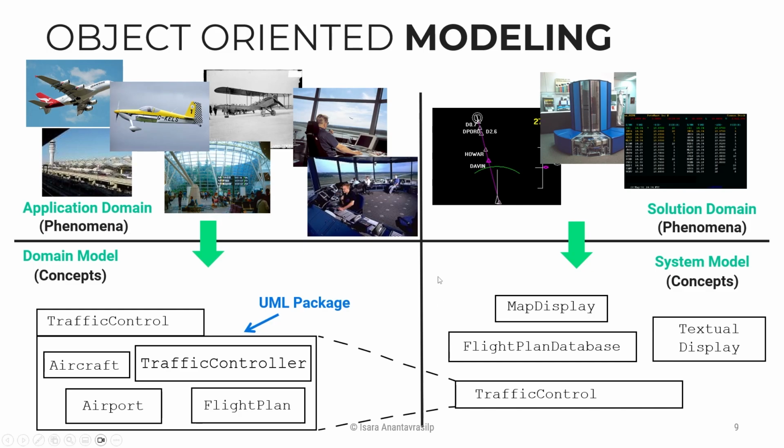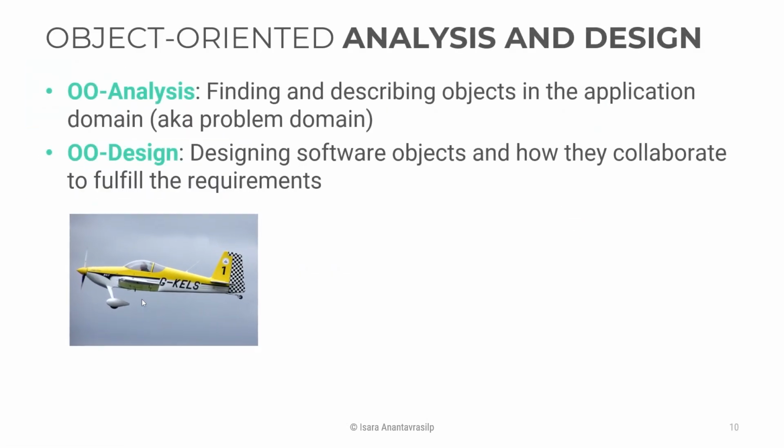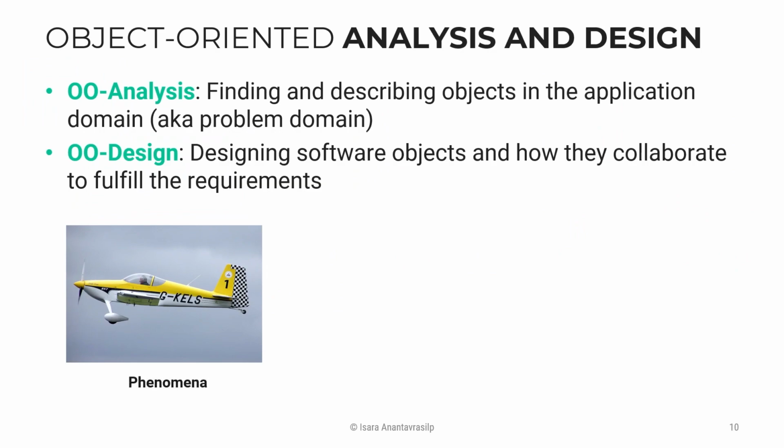And here, this is the design phase. You are building your system, you are designing a system. This is the analysis phase. You are trying to analyze the phenomena and try to compress them, try to abstract them, try to create a model. Okay. So now we have analysis and design, but what is object-oriented analysis and design?